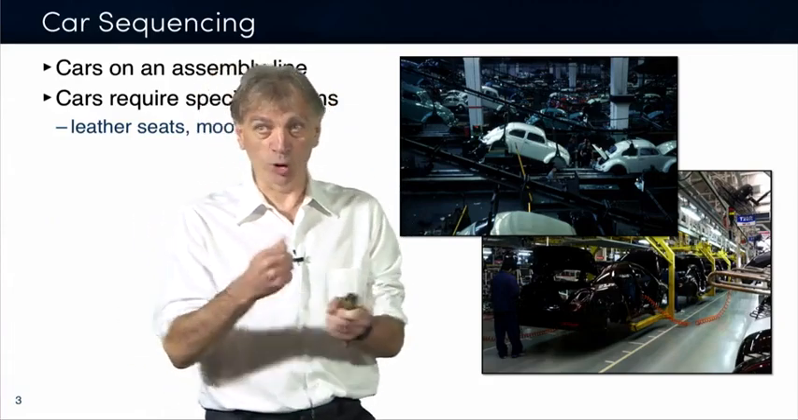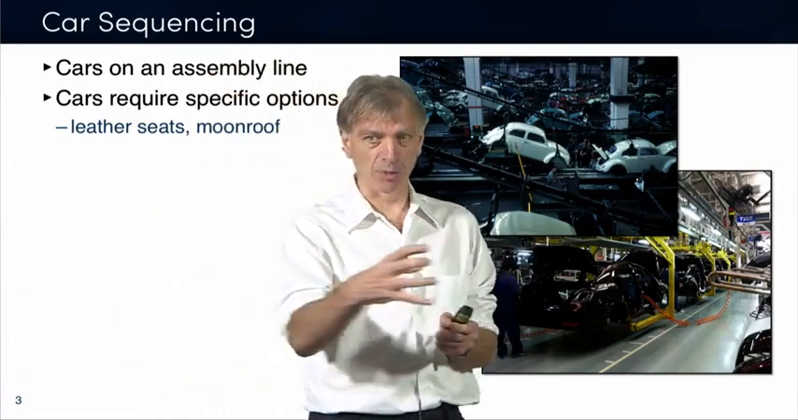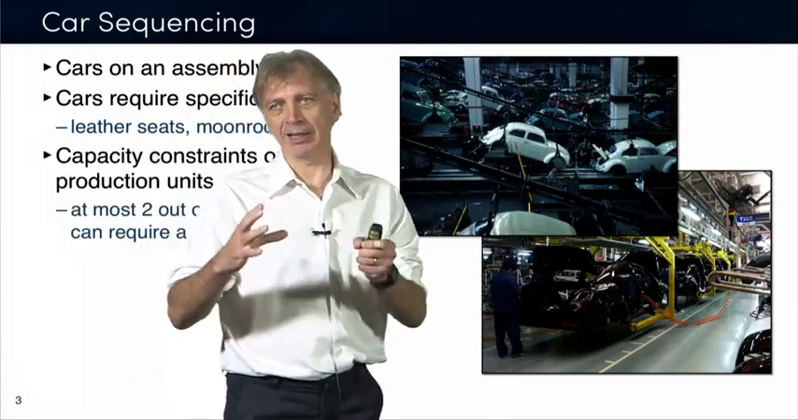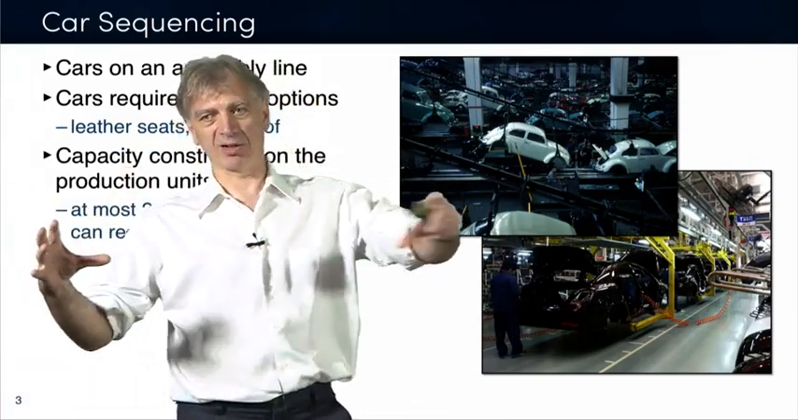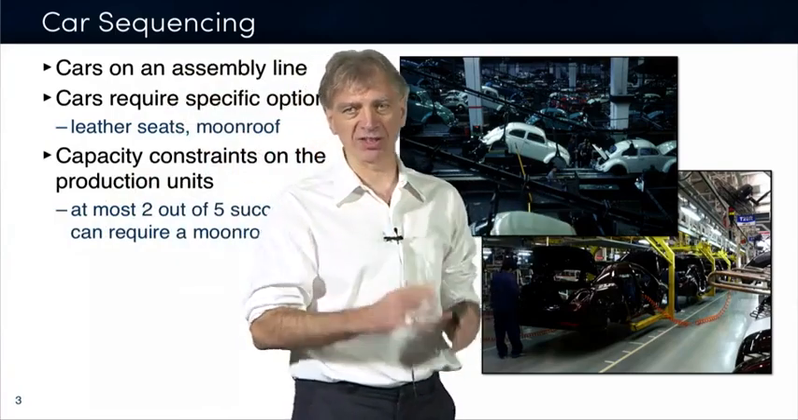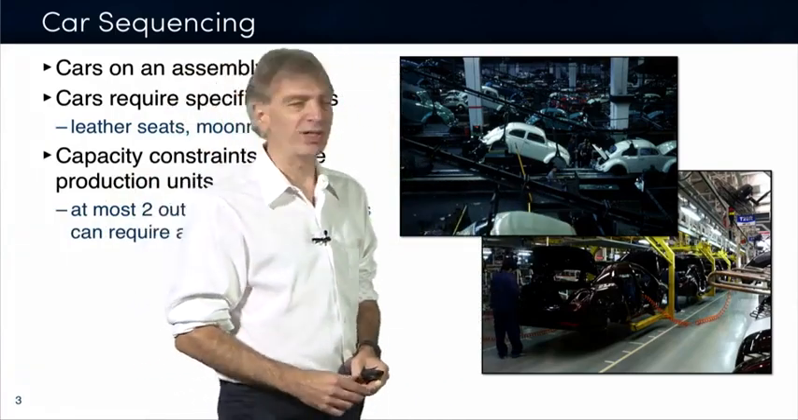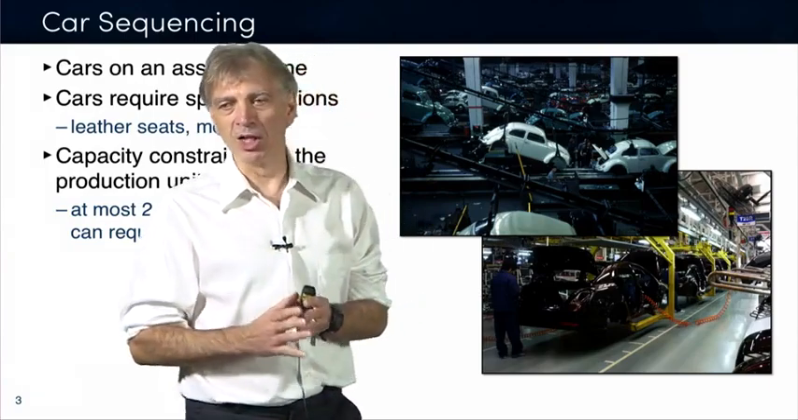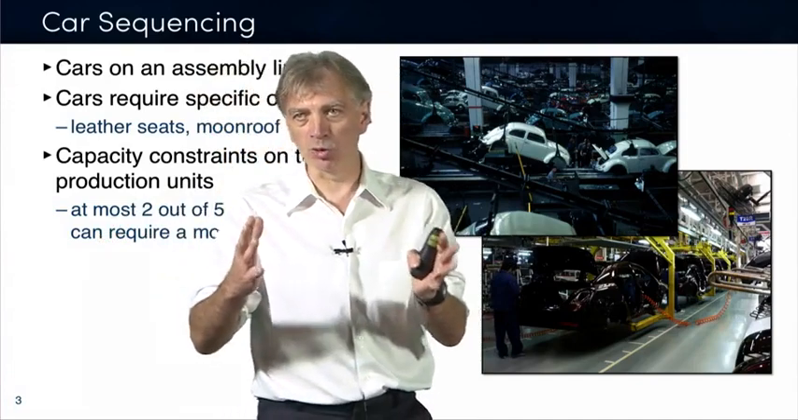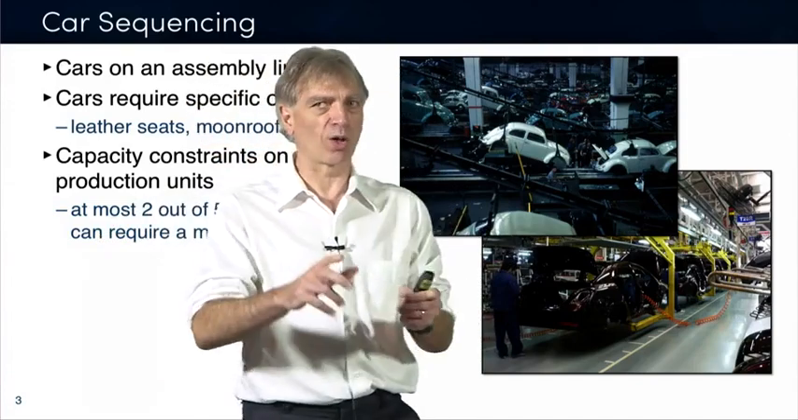But a production unit has to go fast because essentially the cars are moving. And so they have a capacity constraint, which is essentially telling the people assembling the line on how many cars they can put this option in a row. For instance, they may have a constraint that tells you at most 2 out of 5 successive cars can require a moonroof, because otherwise the production unit won't have the time to actually put it on.